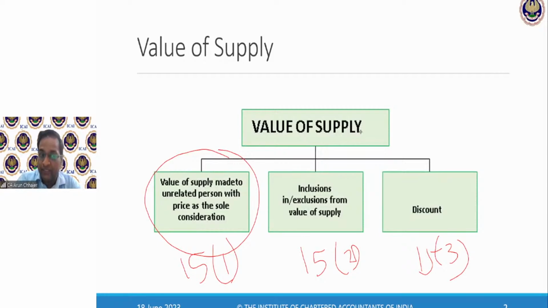The value of the supplies made to an unrelated person. And what is the inclusion and what is the discount? So there are 3 concepts. First, what is the value of the supply? Second, what all other things will be added in the value? There are 5 things which will be added in the value. And third concept, we are going to discuss the treatment of the discount in the value.